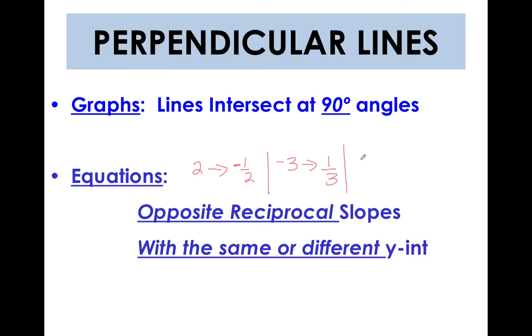Or even if I had a fraction, if my fraction came out to be negative 2/3, the opposite says that now my new slope is positive, but the reciprocal says that I take this fraction and flip it. So that's what we mean when we say opposite reciprocals. With the y-intercept though, remember the y-intercept can be the same number or it can be a different number.